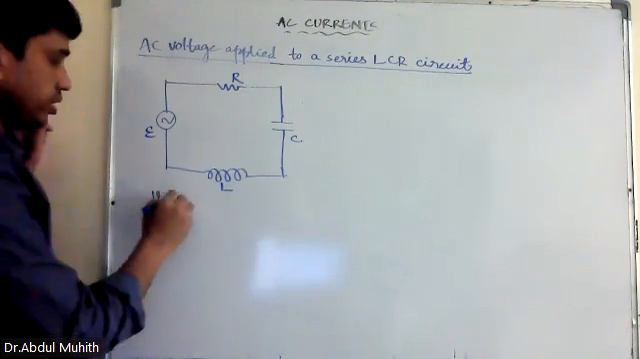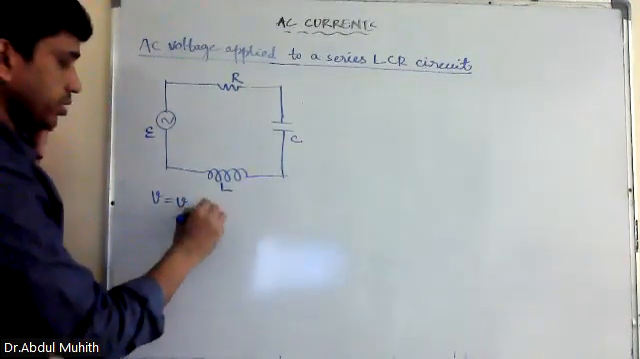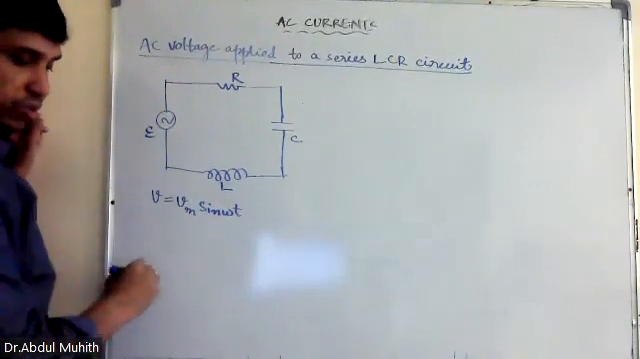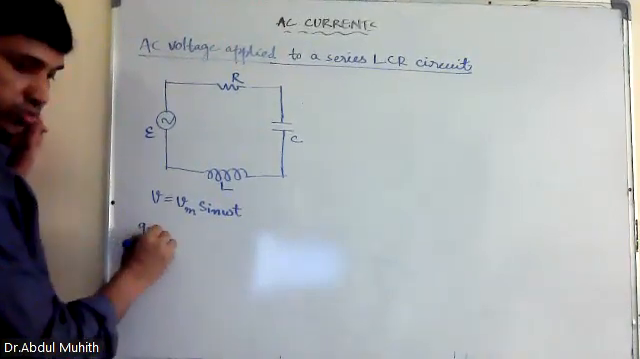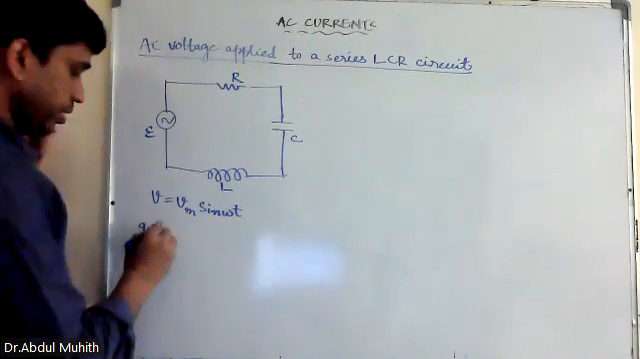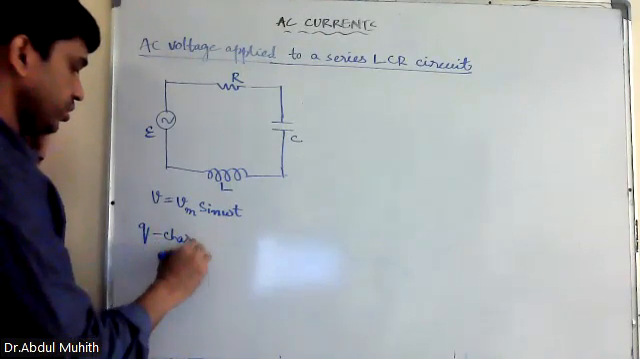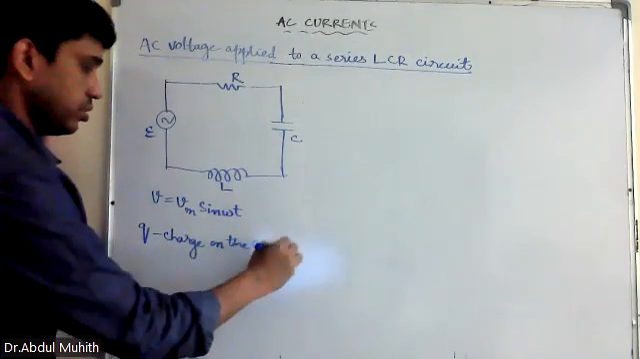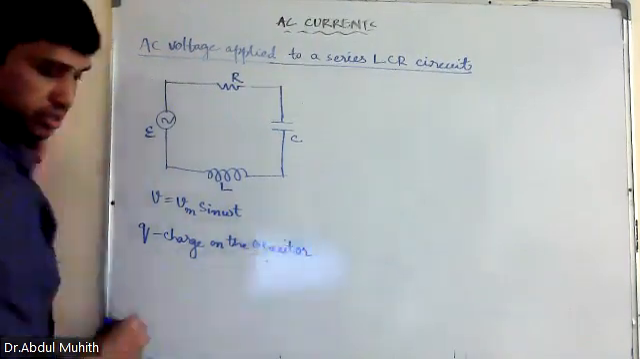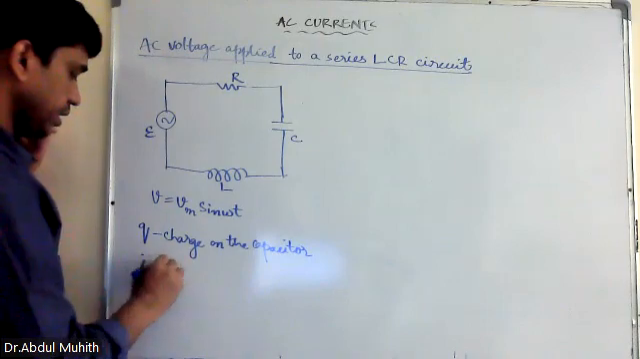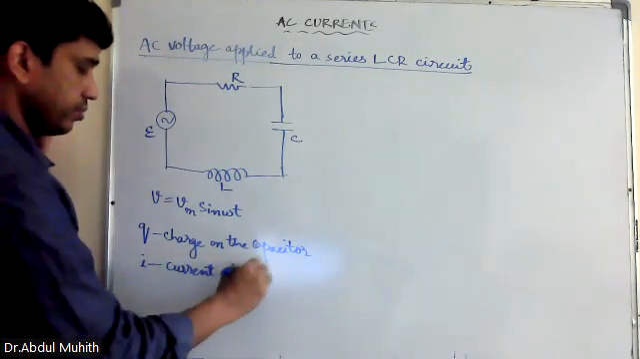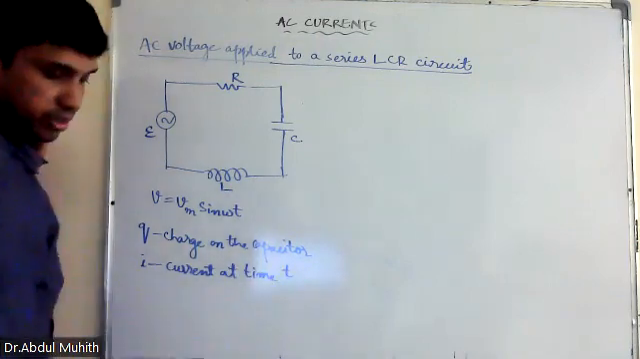V is equal to what? V is equal to Vm sin omega t. This is the input voltage, what I'm applying. What is Q here? Q is the charge on the capacitor. And I is current. I is current at time t.